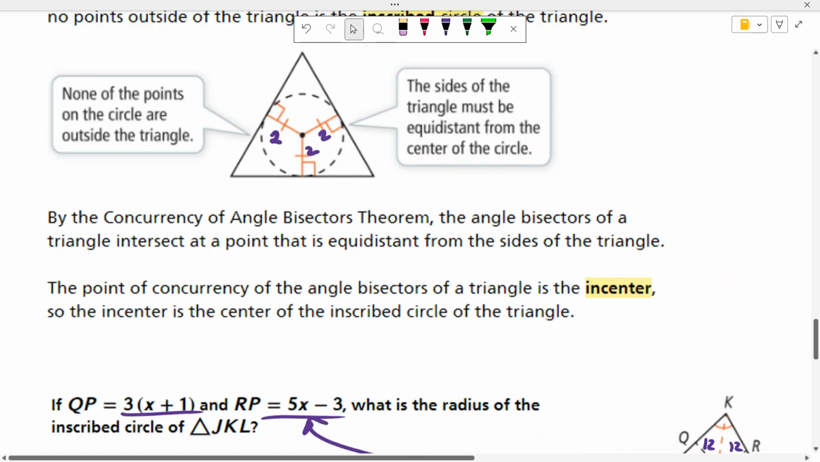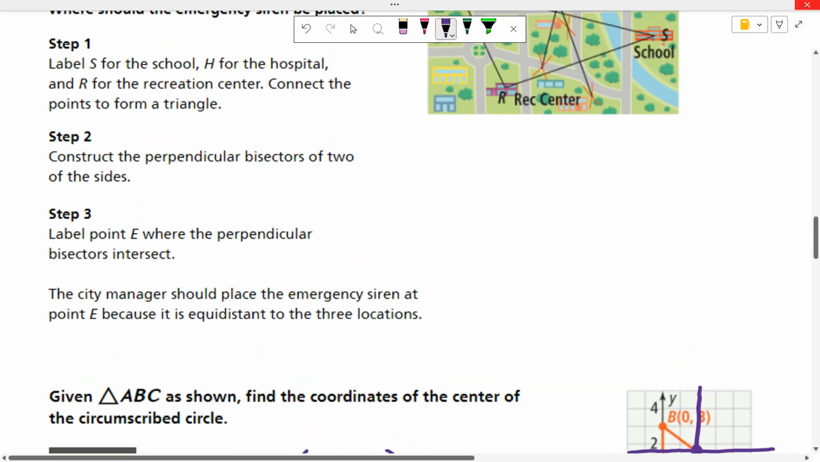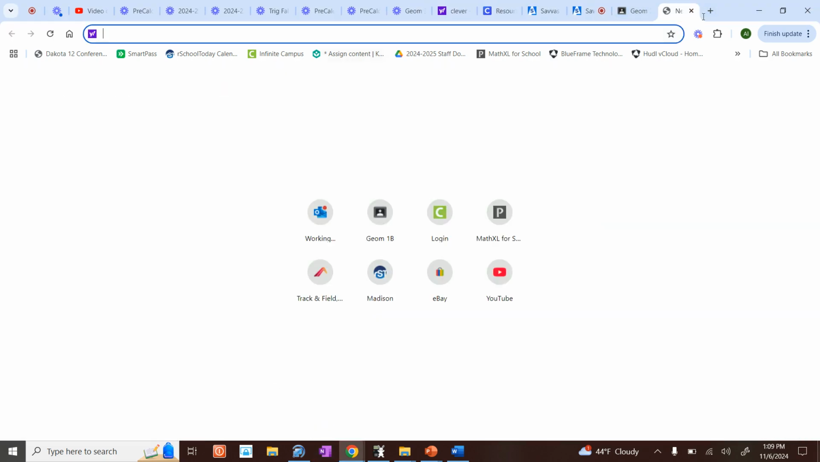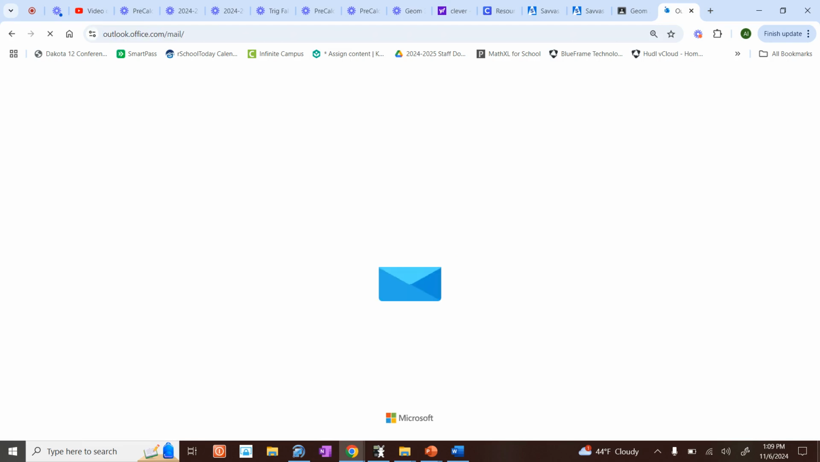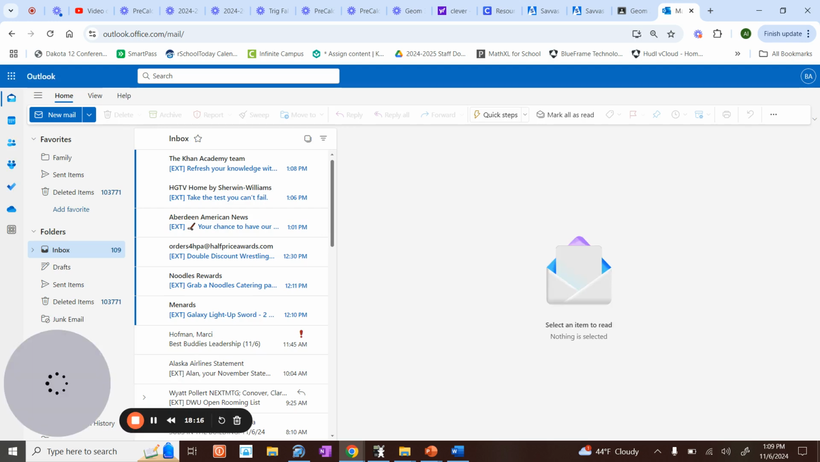So that's it for that. Now, some of you are saying, when would I ever use this? Well, Mr. Bierschbach actually used this last year because I'm in charge of region wrestling tournaments. I actually used this type of stuff for setting up the site for the region wrestling tournament last year.